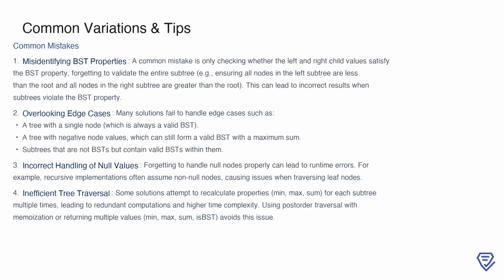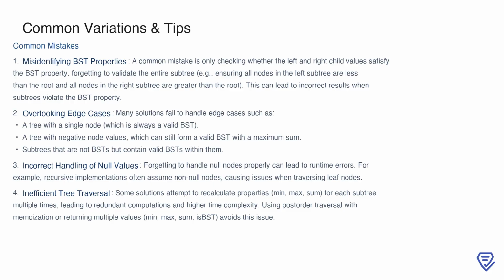One of the most common mistakes when solving this problem is misidentifying the properties of a binary search tree. Many people only check whether the left and right child nodes satisfy the condition relative to the root, but they forget to validate the entire subtree. For example, all nodes in the left subtree must be less than the root, and all nodes in the right subtree must be greater than the root. Neglecting this can lead to incorrect results, especially when subtrees violate BST rules. Another frequent issue is overlooking edge cases.